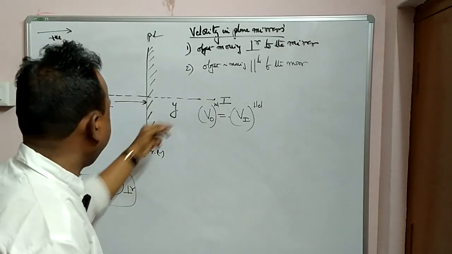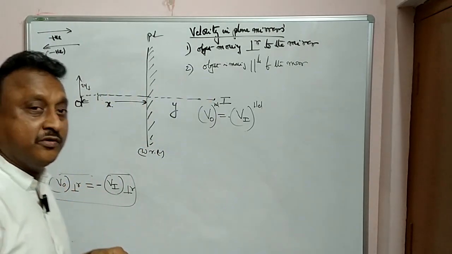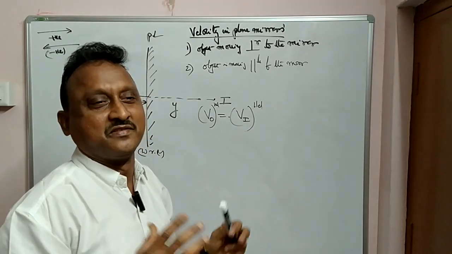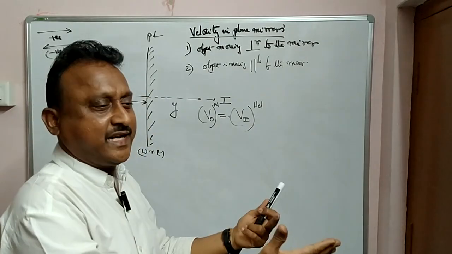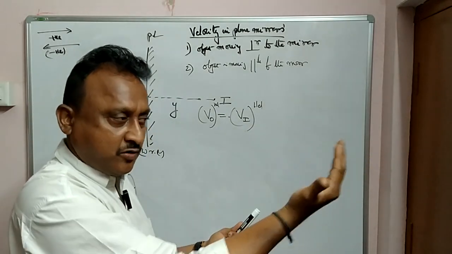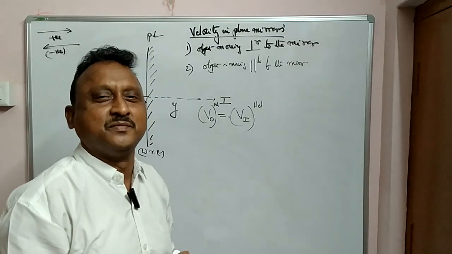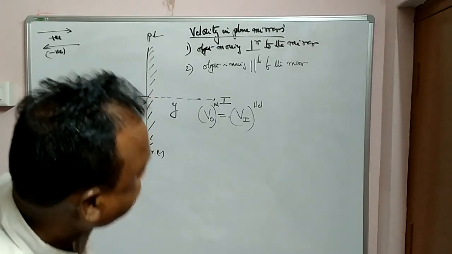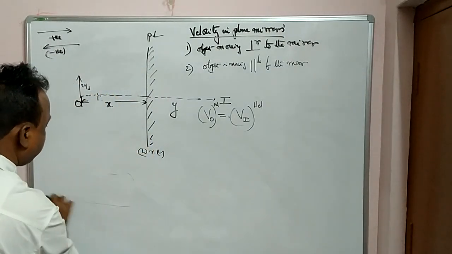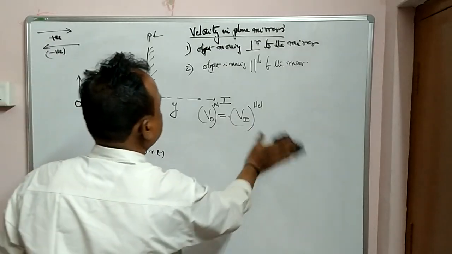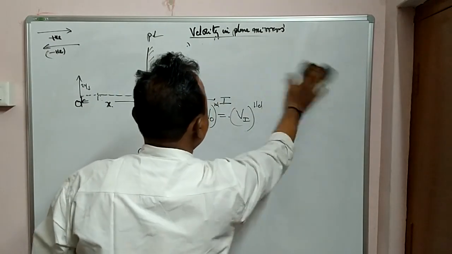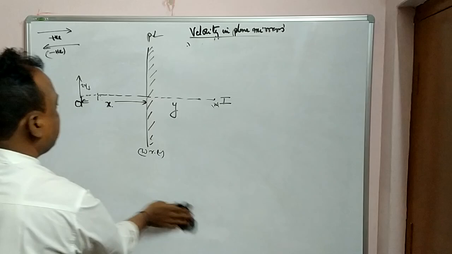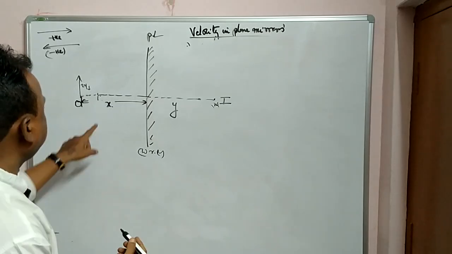But in the perpendicular direction, the velocity of the object is equal to the velocity of the image in the opposite direction. That means if I go 2 meters forward, my image will come 2 meters in the opposite direction of me. Okay? Right. Now we'll give a small equation and try to solve some problems later on. Now let us see one small formula regarding this.